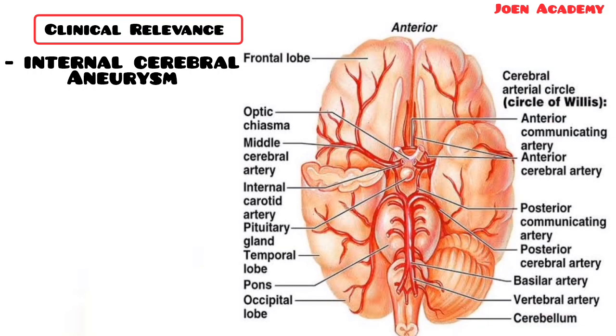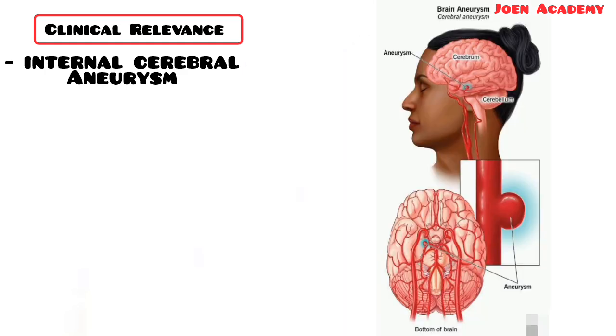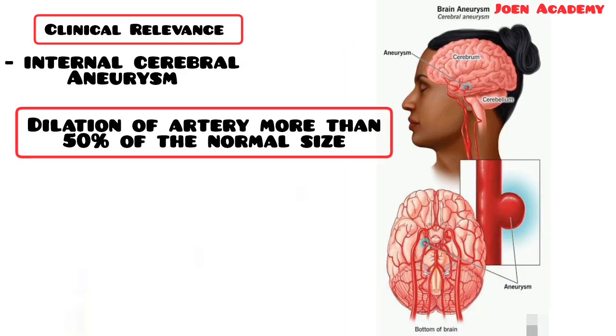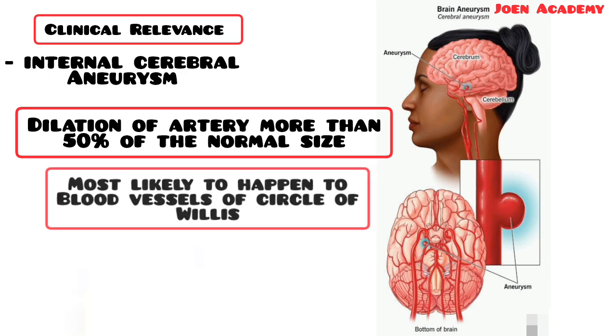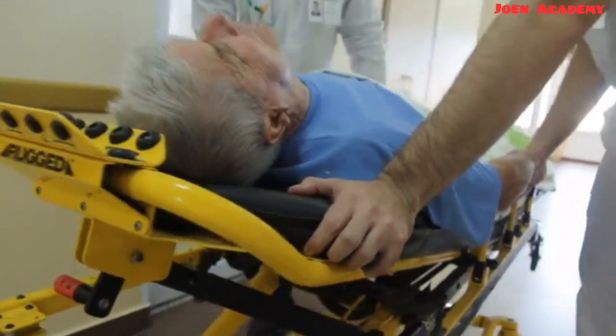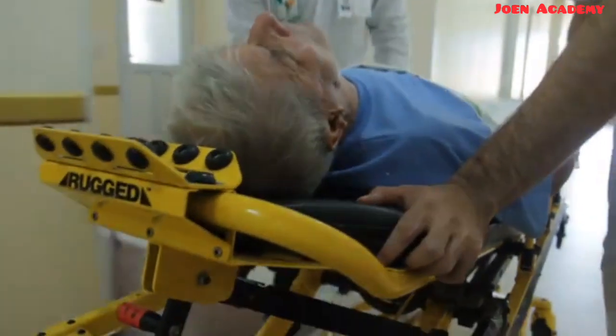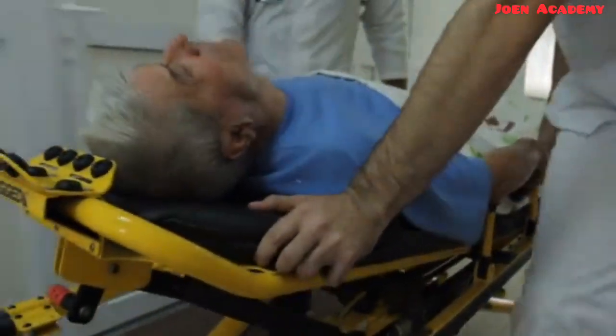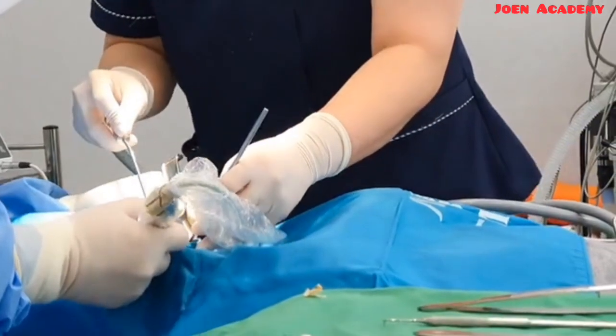Let's talk about intracerebral aneurysms. An aneurysm is a dilation of an artery which is greater than 50% of the normal diameter. They are most likely to happen in vessels contributing to the circle of Willis. They are very dangerous with little symptom until they finally rupture. When they rupture, the blood becomes accumulated in the subarachnoid space, leading to increased intracranial pressure. Once the arterial wall has ruptured, it is a medical emergency and the patient is most likely going to die unless treated swiftly. The treatment of an intracerebral aneurysm is surgical.